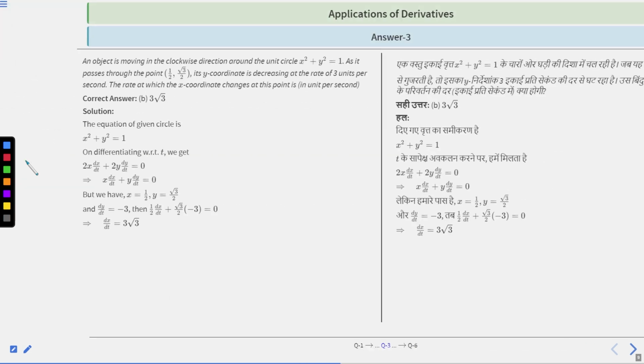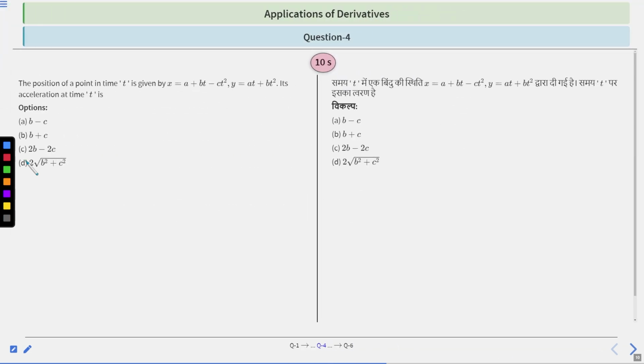Let's move to the next question, question number 4, which says the position of a point is given by x equal to a plus bt minus ct square and y equal to at plus bt square. Its acceleration at time t is? See, the hint of this question is that since x and y are given, there will be two components of acceleration, one in x direction and one in y direction. And how will we find the resultant acceleration? The resultant will be the square root of acceleration in x direction ax square plus acceleration in y direction ay square. Clear?